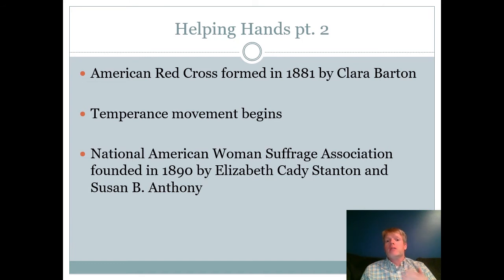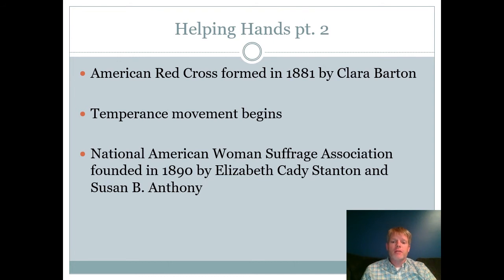It will gain more traction in the 20th century, actually resulting in prohibition, the passage of the 18th Amendment in the late teens, and then prohibition through the 1920s, where it's actually illegal to sell and consume alcohol in most places in the United States. But that temperance movement has its origins in this turn of the century kind of era as well.